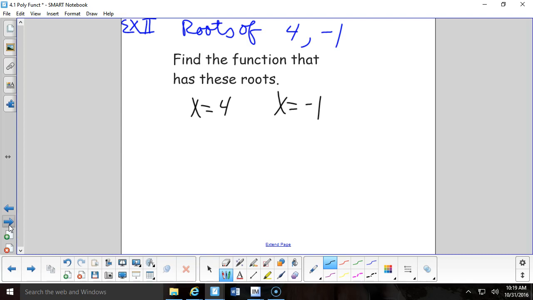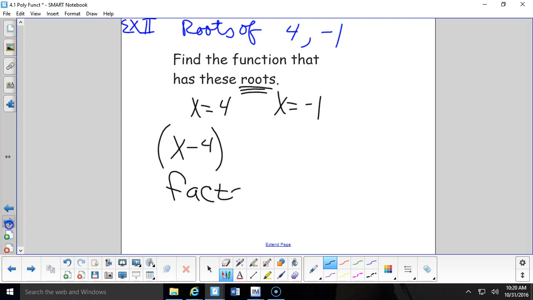So, if I give you these roots, find the polynomial that has those roots. Well, if x equals 4, now listen to how this is said, because I'm going to say this a bunch. If x equals 4 is a root, then x minus 4 is a, what's the word? It's a factor. There you go. And likewise, if x equals -1 is a root, then x plus 1 is a factor. And if those are the factors, you should be able to multiply them together to get the polynomial.